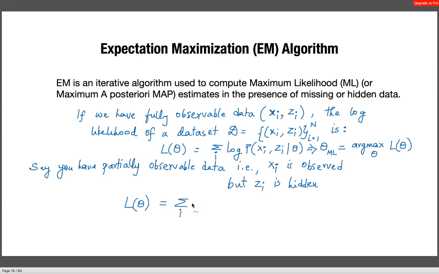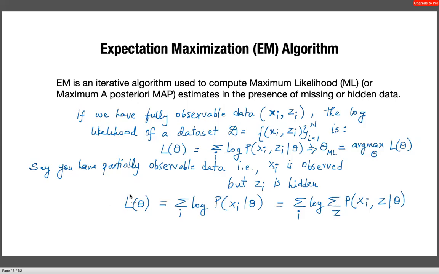Now your log likelihood becomes log probability of xi given theta, because this is the only thing which you have observed. But you also need to take into account the hidden variables, right? You know that these are important when you're building a model for the system. So you need to sum over all possible values that this hidden variable can take, right? So here you're marginalizing out these z's, and so then these formulations are equivalent.